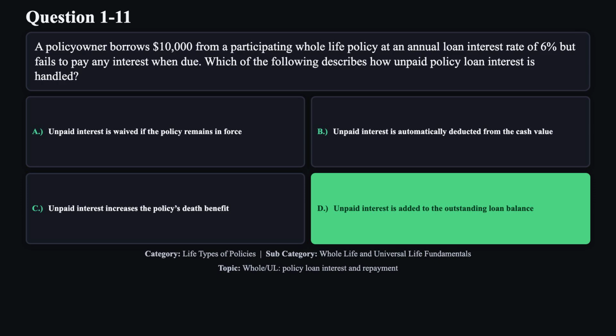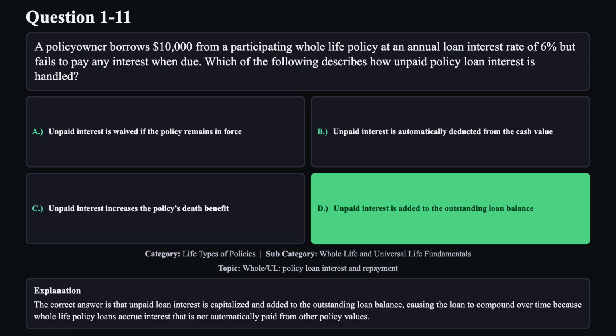The correct answer is D. The correct answer is that unpaid loan interest is capitalized and added to the outstanding loan balance, causing the loan to compound over time because whole life policy loans accrue interest that is not automatically paid from other policy values.